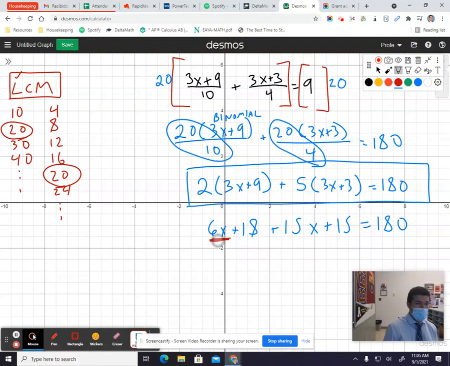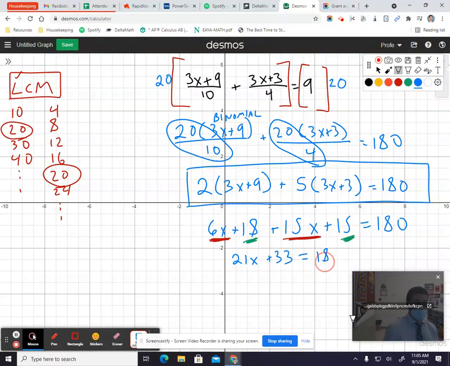I like to underline like terms so I can handle them one at a time. 6x and 15x combine to be 21x. And how about this 18 and this 15? They combine to give me 33. And all that's equal to 180.